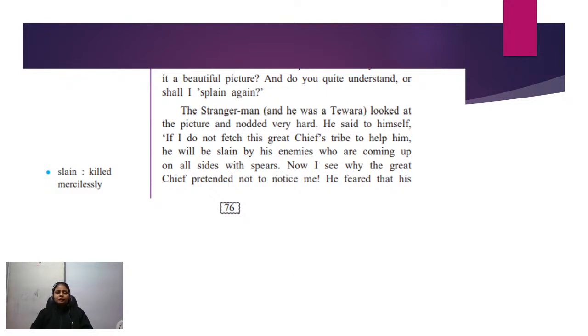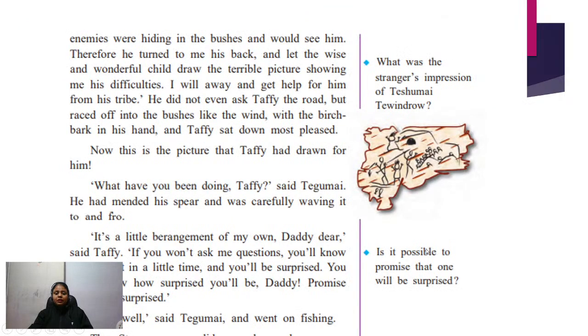Now, the stranger man, the Tevara, he looked at the picture and nodded his head. Nodded means like saying yes. And he said to himself that if I don't go and get help, then certainly this little girl and that chief's tribe will be in trouble. Some enemies are coming with the spears, and that is why Tegumai has not taken any notice of me, because he might be afraid that the enemies are hiding somewhere in the bushes, and that is why he has let the small child explain all the things. And if I don't get the help, then these two will be killed. Hence, I should go and get some help.